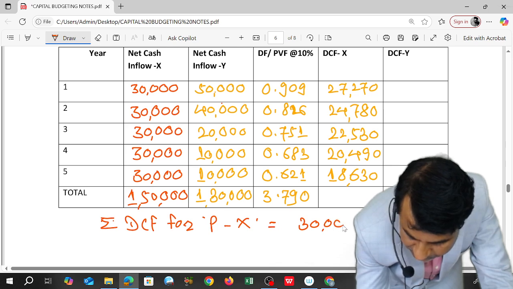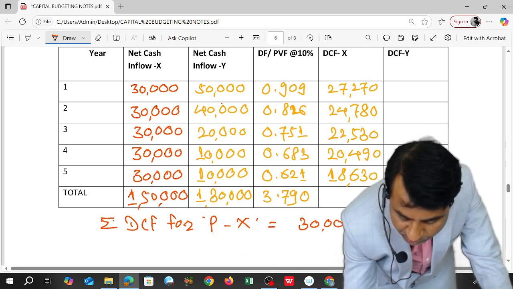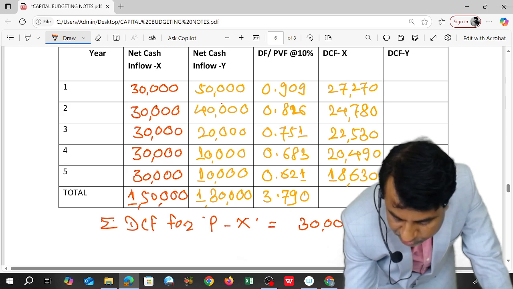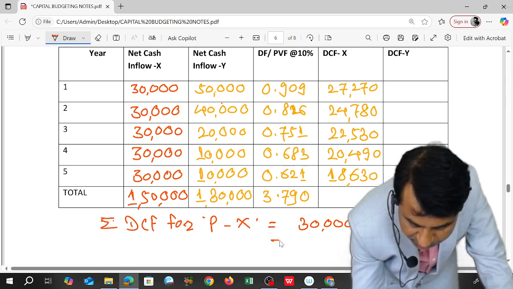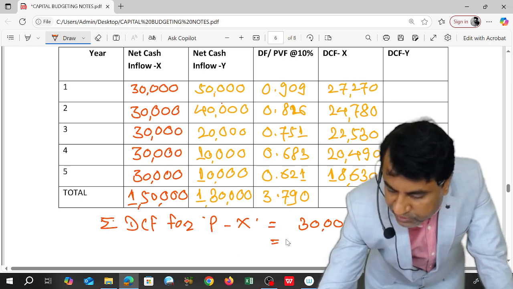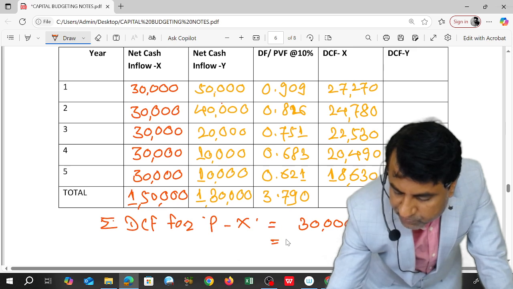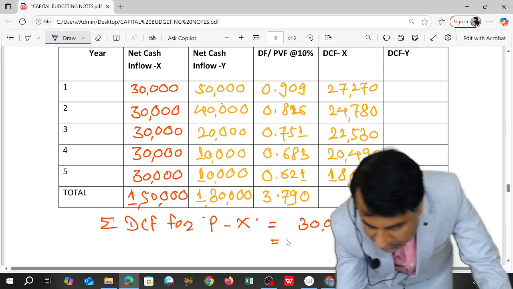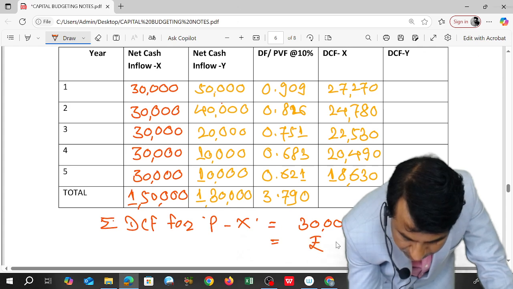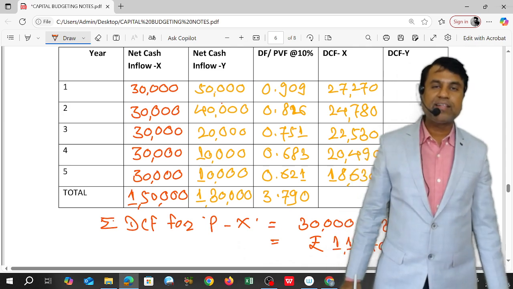30,000 is the annual cash inflow, the annuity cash inflow, multiplied by, directly you can do 3.790. This will also give you the answer for the summation of discounted cash flow. So 30,000 multiplied by 3.790, and that is coming 1,13,700, my dear.